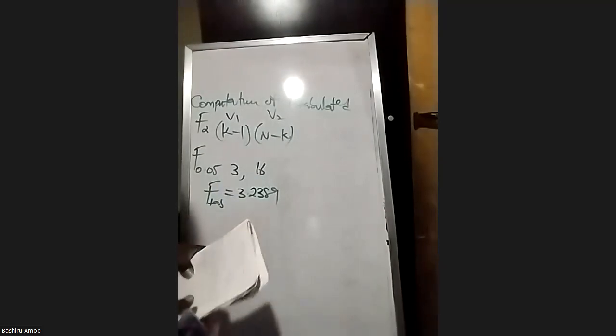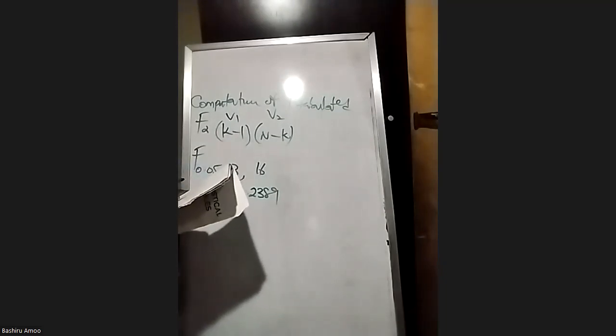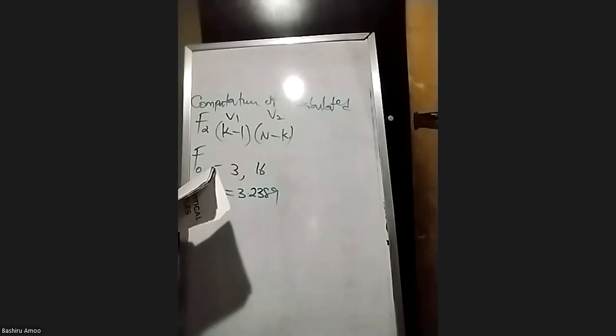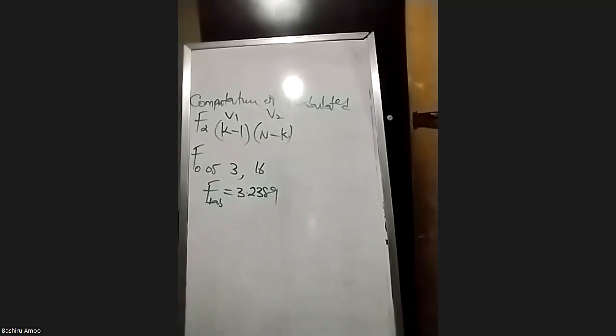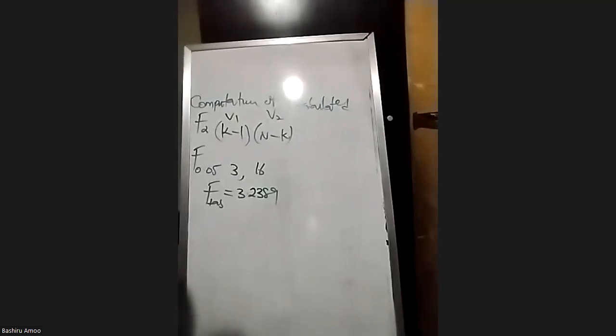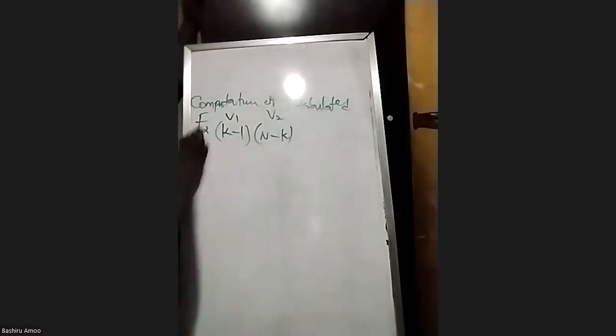This is what we have. So when you check V1 for 3 under 16, I have 3.2389, class. It's approximated here to be 3.24. You can see it's the same thing. That's why I don't want to approximate. So we have this. The next step is the critical value.